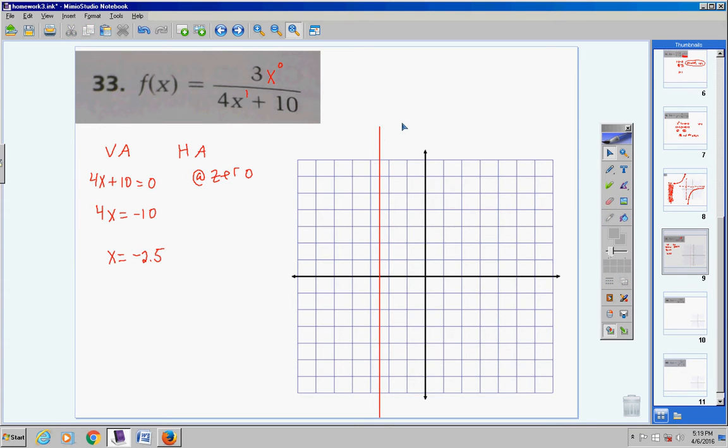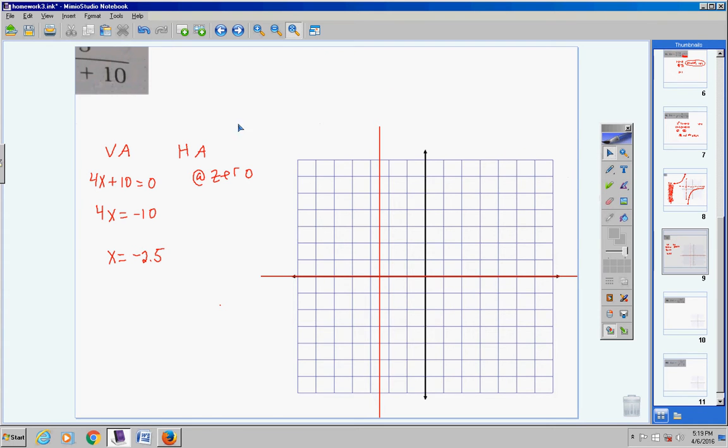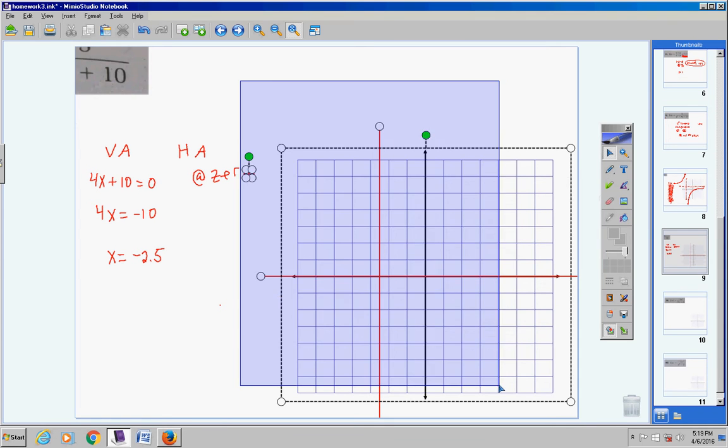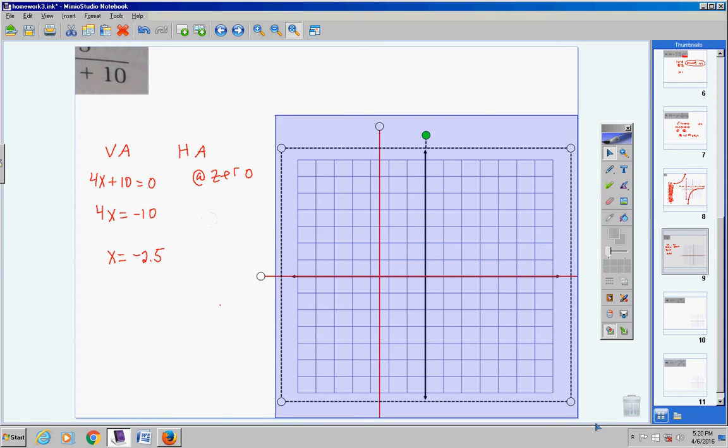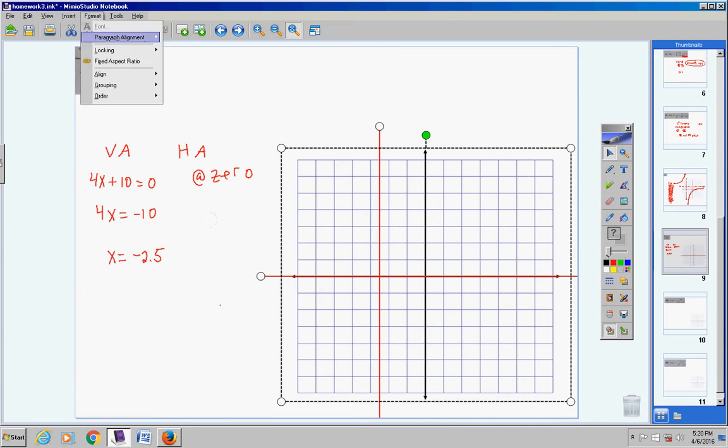So there we go, there's my vertical asymptote. Now my horizontal asymptote's at 0. So it's going to go like this, and it's going to fall right on top of the x-axis right there, okay? So there would be my horizontal and vertical asymptotes, unless I made a mistake somewhere. Alright, so let's go ahead and get all this taken care of here, if at all possible. And then we'll slide it back down.